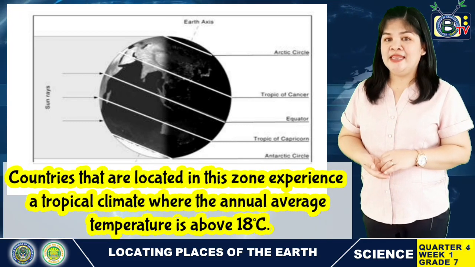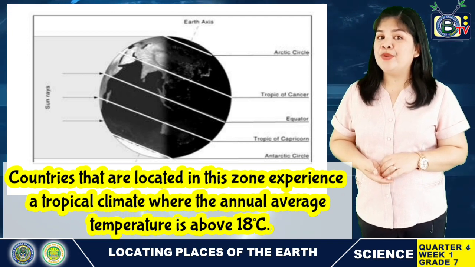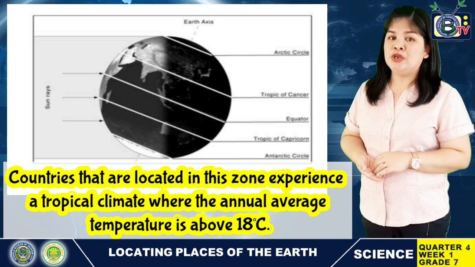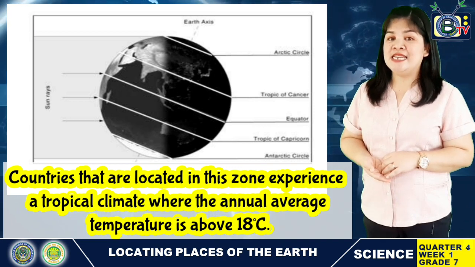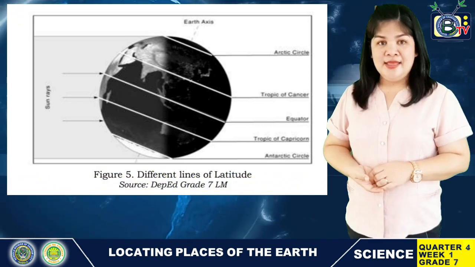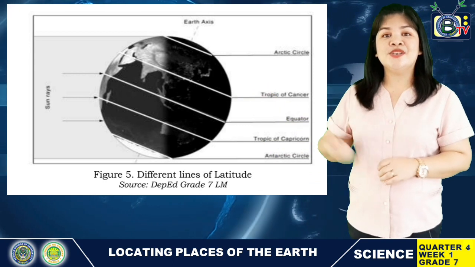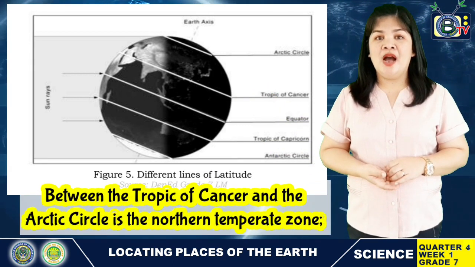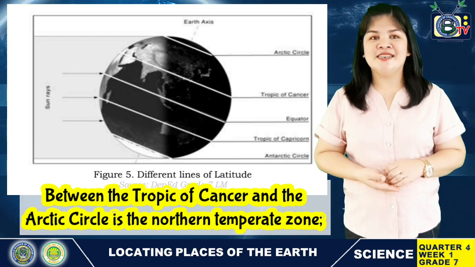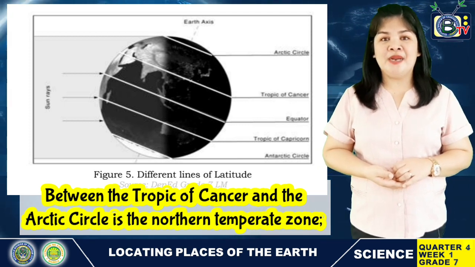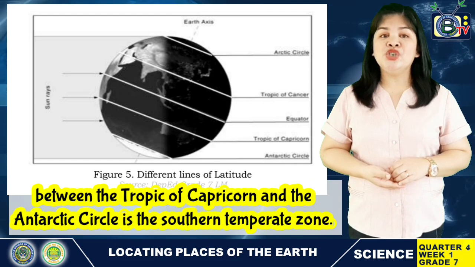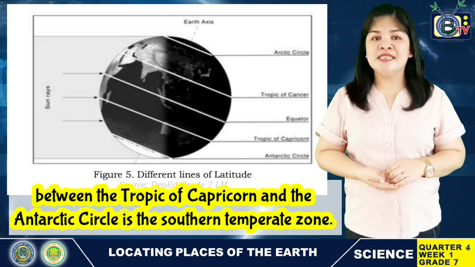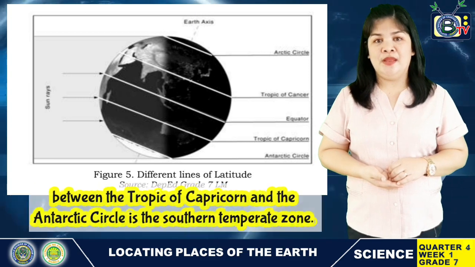Countries that are located in this zone experience a tropical climate where the annual average temperature is about 18 degrees Celsius. Now, find the Arctic Circle and the Antarctic Circle. Between the Tropic of Cancer and the Arctic Circle is the Northern Temperate Zone. Between the Tropic of Capricorn and the Antarctic Circle is the Southern Temperate Zone.